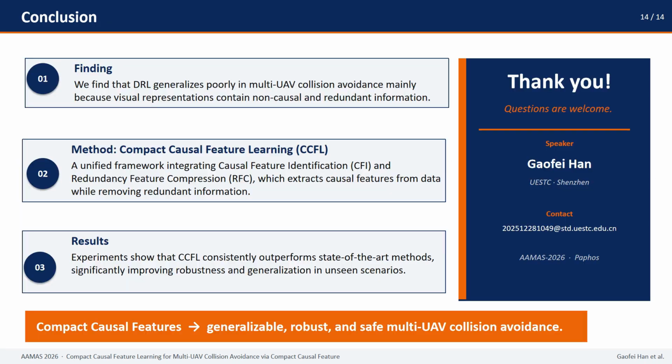To conclude, first, we find that DRL generalizes poorly in multi-UV collision avoidance mainly because visual representations contain non-causal and redundant information. Second, we proposed CCFL, a unified framework combining causal feature identification with redundancy feature compression to learn compact causal features. Third, experiments show that CCFL consistently outperforms state-of-the-art methods, significantly improving robustness and generalization in unseen scenarios. Compact causal features unlock generalizable, robust, and safe multi-UV navigation.